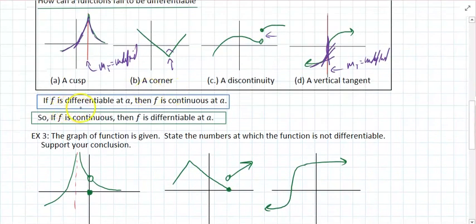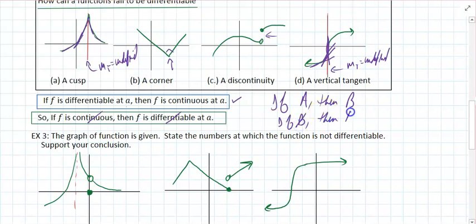Now, if a function is differentiable at a, then it is continuous, right? The only statement that I can get out of that: if f is not continuous, then f is not differentiable, right? The negation of this, if a then b, the only true conclusion you could get out of that is if not b, then not a for sure. So, if a function is not continuous, automatically it's not differentiable. Very simple.